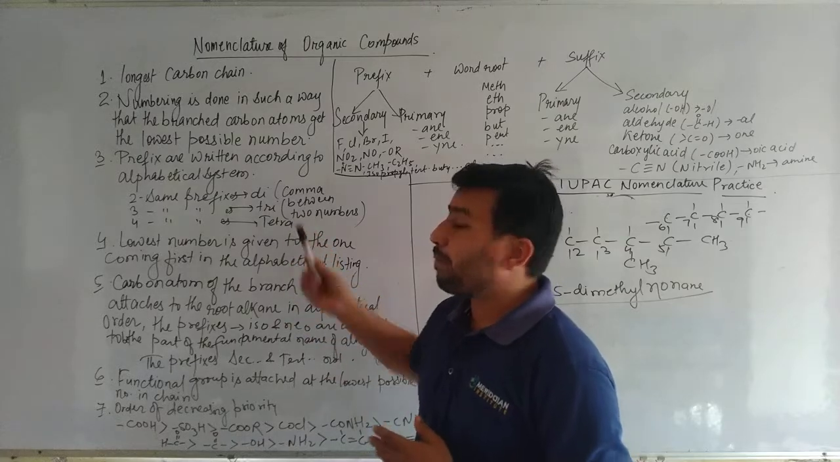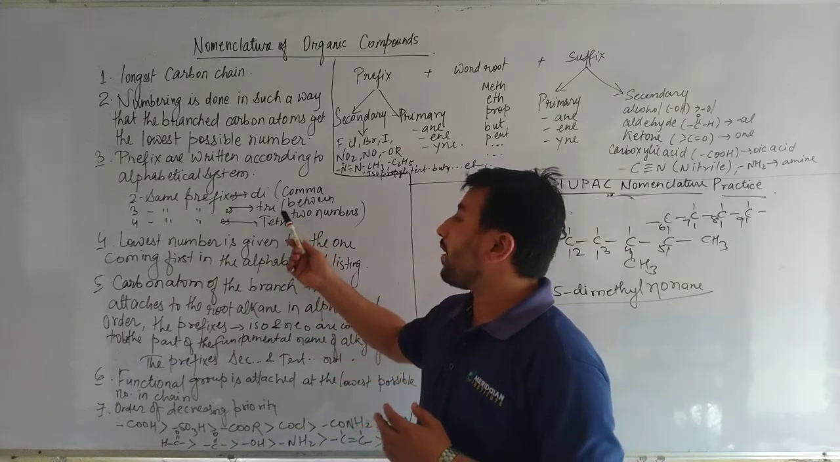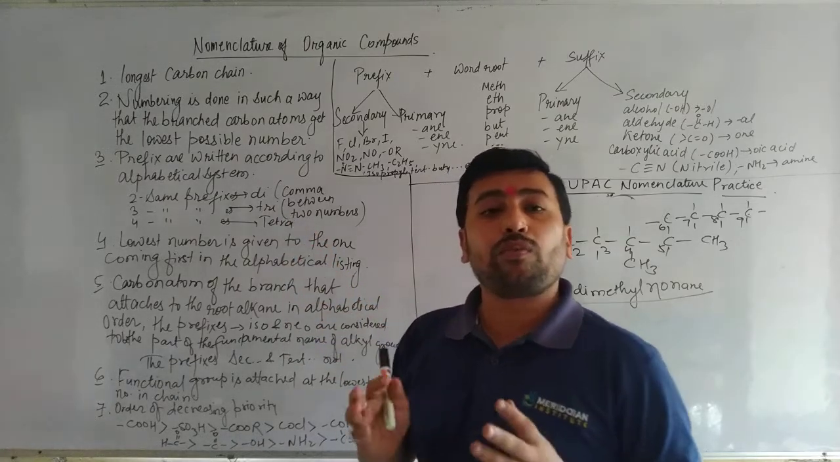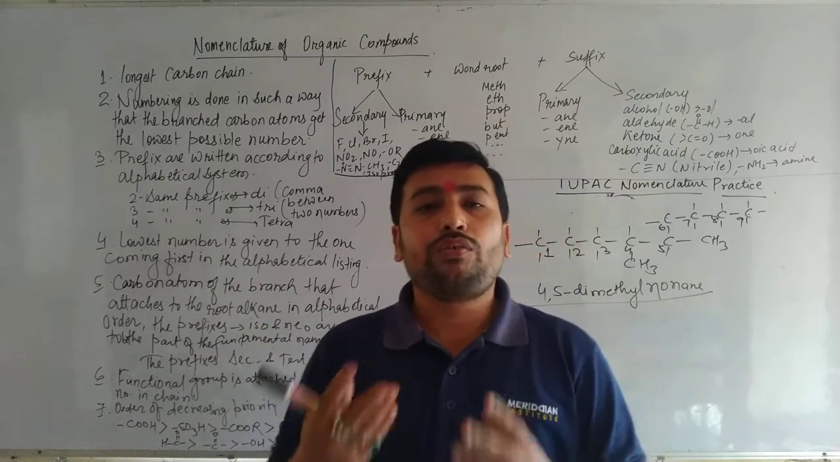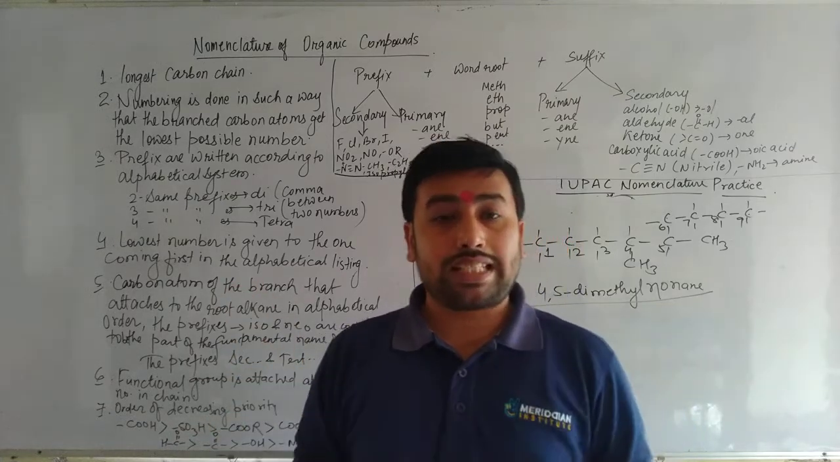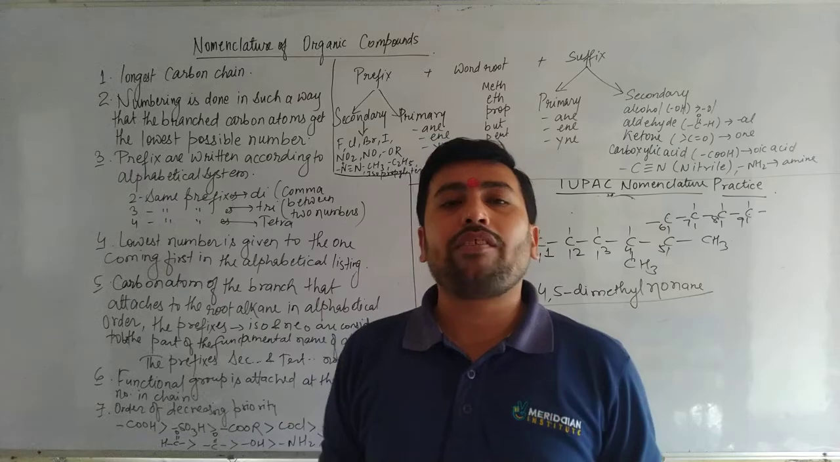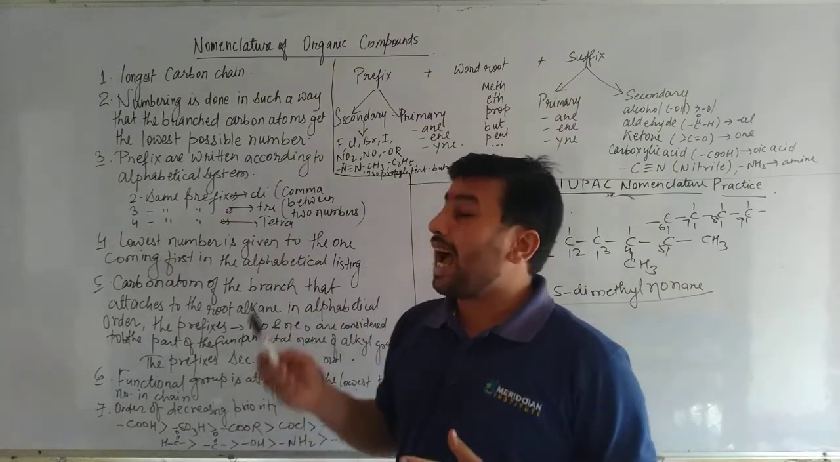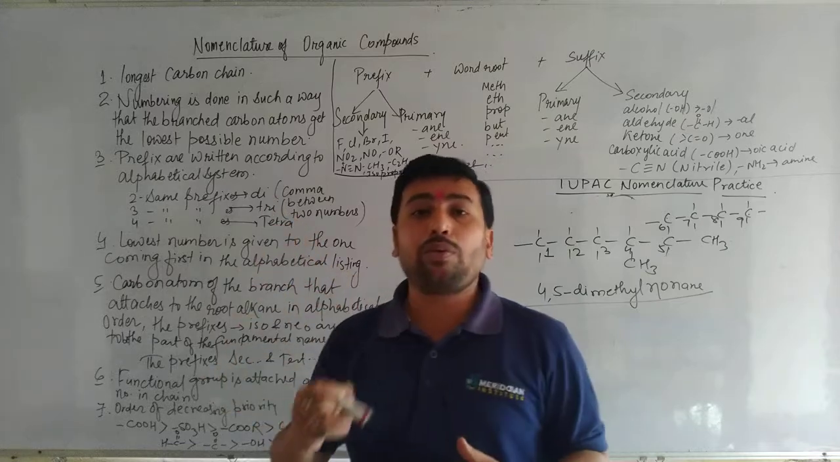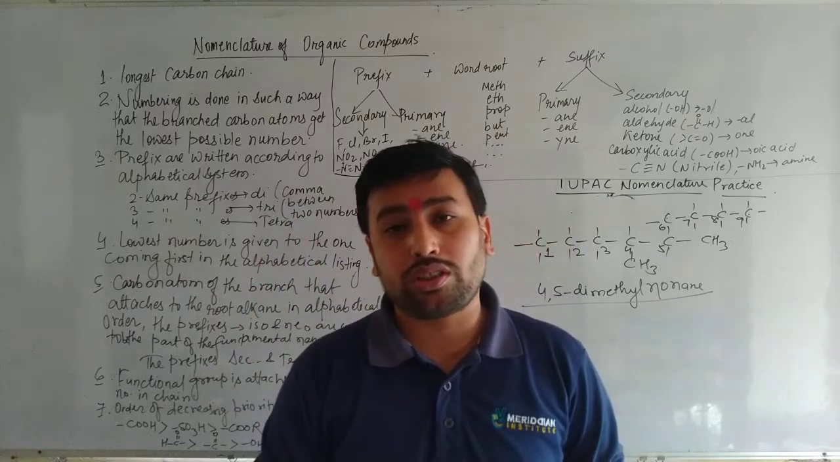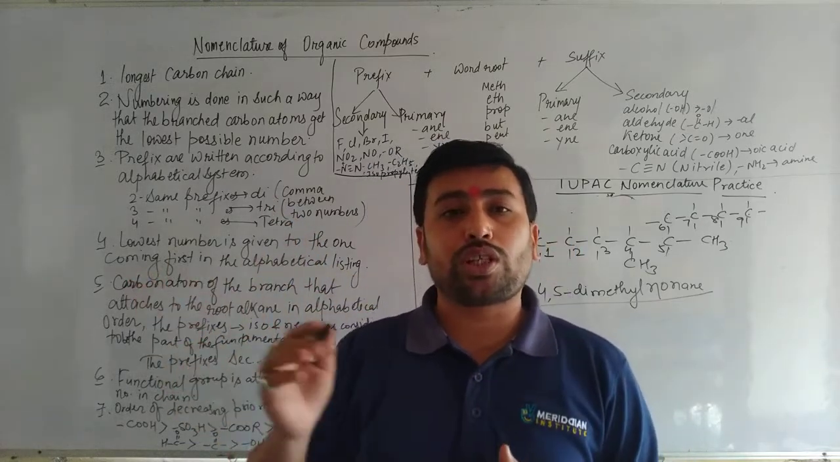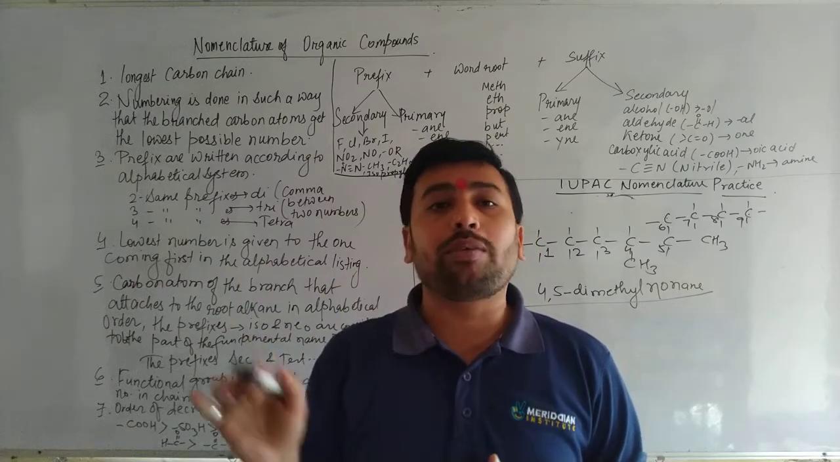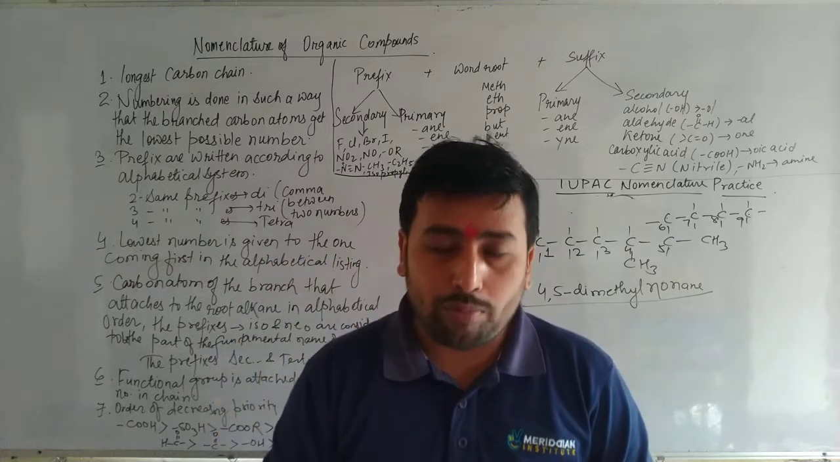If there are three prefixes of the same category, then we'll write tri. If we are having four, then tetra. Five, then penta. Six, then hexa. Seven, then hepta. If the number of prefixes increases, according to that we will write. And we have to mention the positions. If there are 2, 3, 4 positions, then between all the positions we have to put a comma.